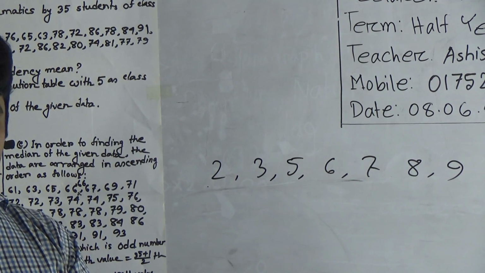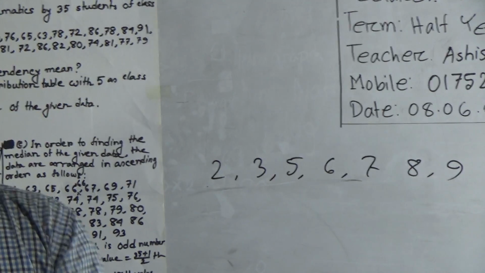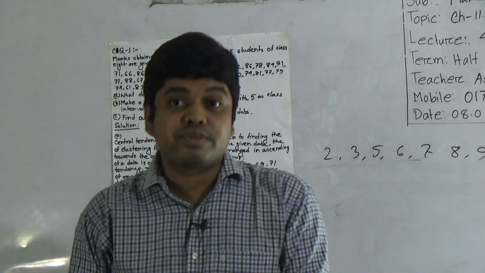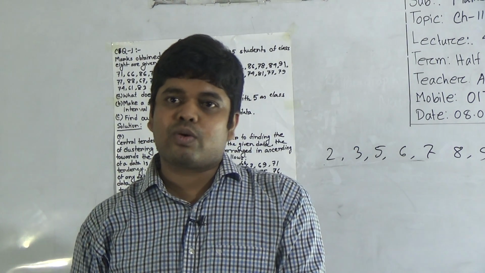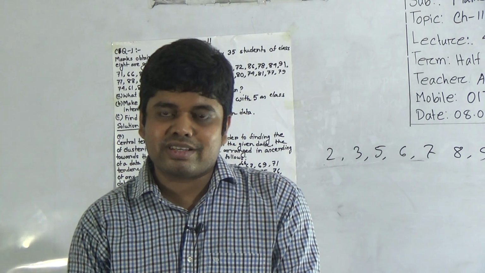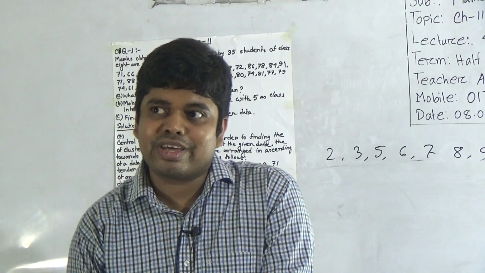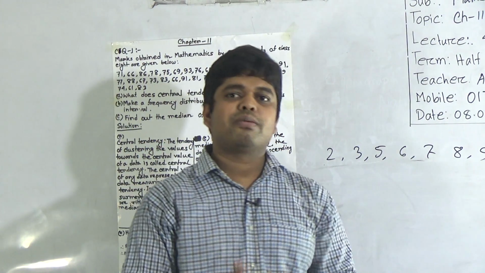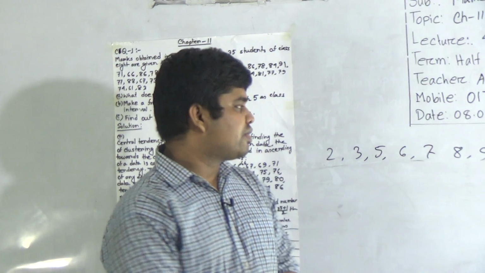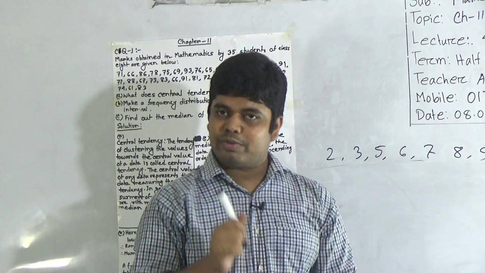So, my dear student, suppose your classroom consists of 35 students, and from among 35 students only one class representative can lead your classroom. So, he can represent your class. Just like that, arithmetic mean, median or mode, these three are the central tendency of the data. I hope you have understood.